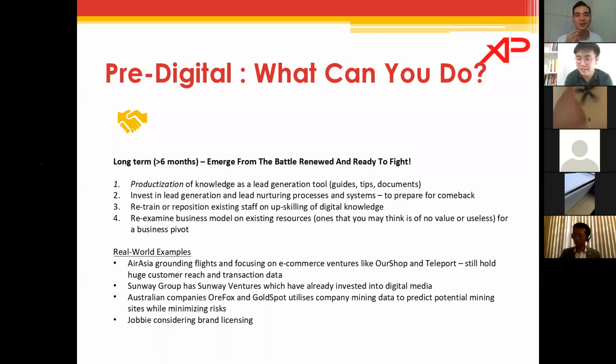Let me repeat. I'm saying re-examining your business model to pivot to another business model. I was mentioning AirAsia, right? AirAsia can't operate today as well, but they've got this huge consumer reach and transaction data, customer behavior. So they're basically using that to launch other business models like their shopping channel, and Teleport, which is their logistics channel.